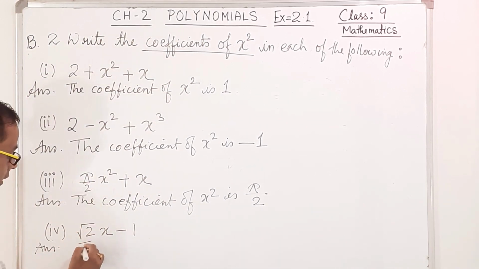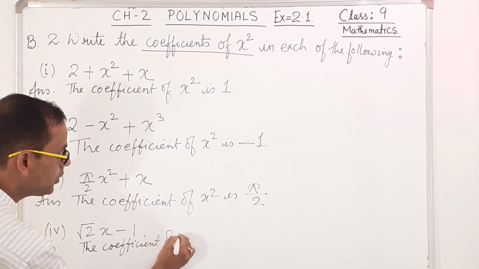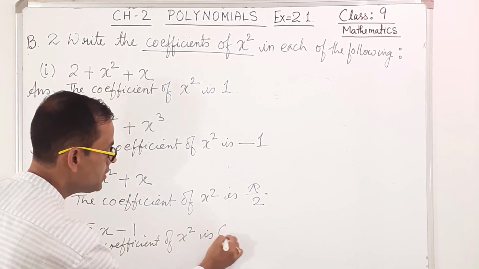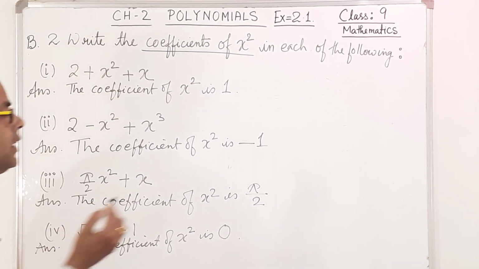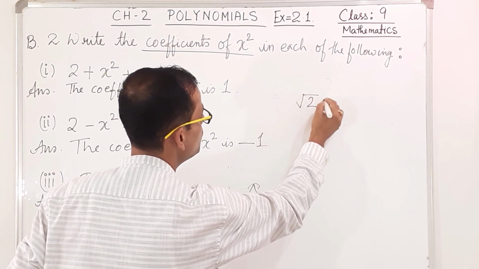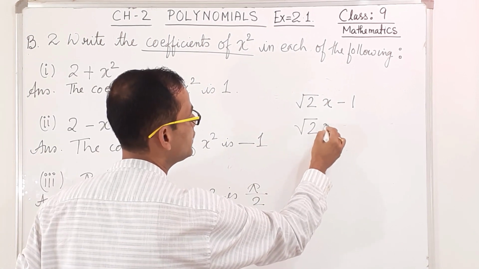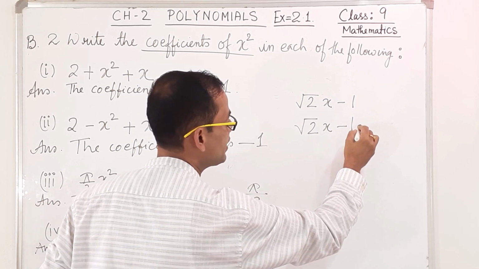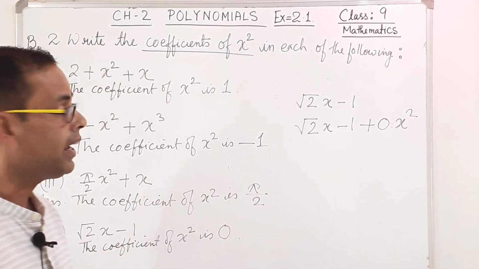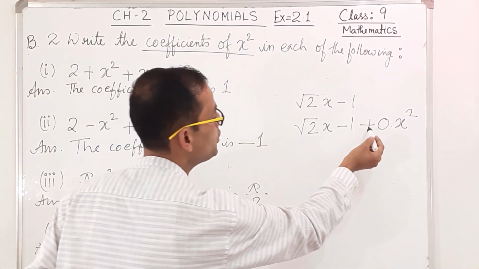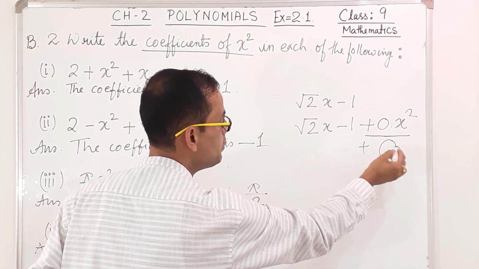Okay, so what we will write? The coefficient of x square is 0. Clear? Now some of you may still be thinking how it is 0. See, the sum they are telling is root 2x minus 1. Suppose I add plus 0 into x square. Now you can see x square is there, but what is the coefficient? 0 into x square, and 0 into x square means only 0.